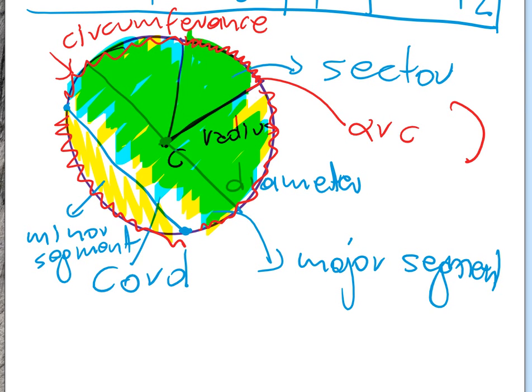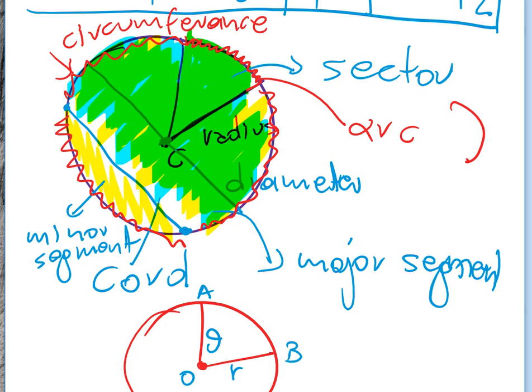Okay, I think we are okay by this. And what is the arc length? Let me make another circle. This is something you need to remember. So, for example, let's say I have an angle here. This is my theta angle, and this is my radius. This is my center, and this is A and B points on the circumference. The length of the arc is this. Okay.